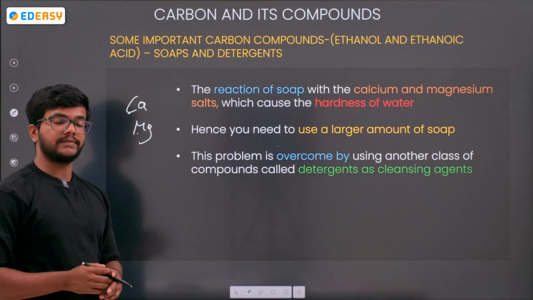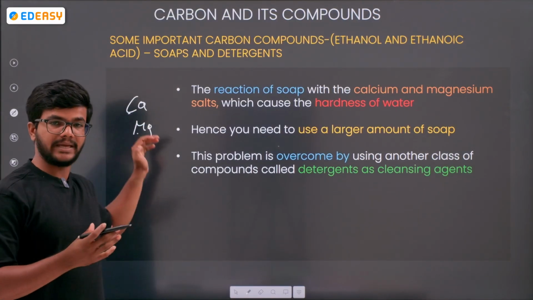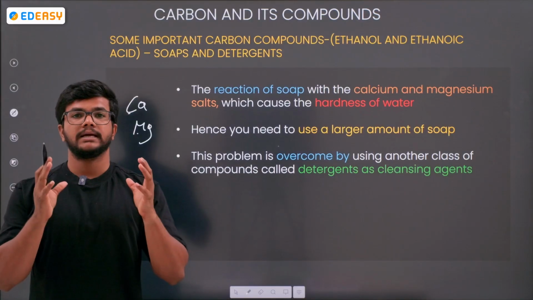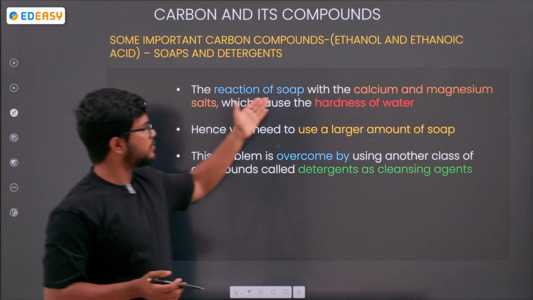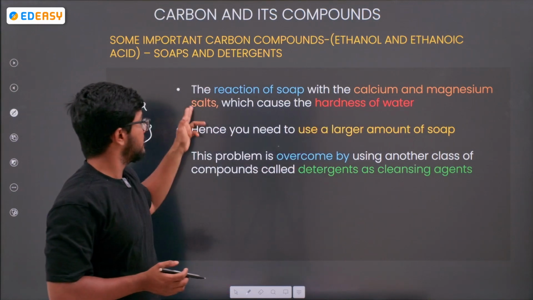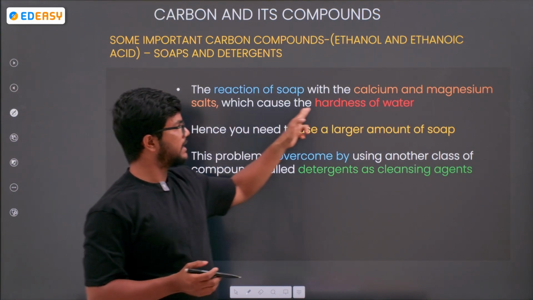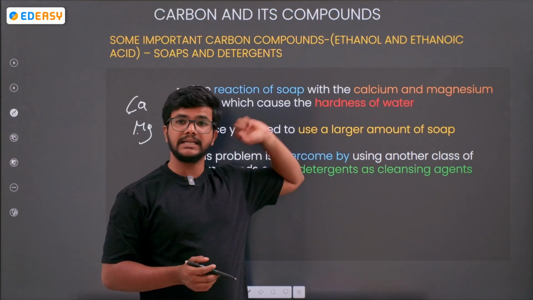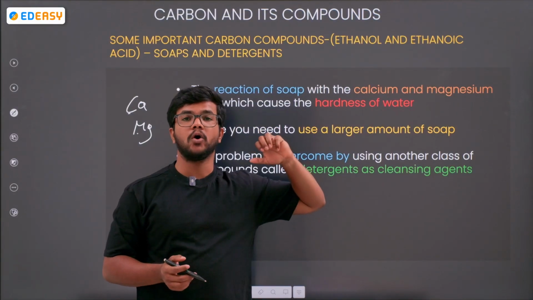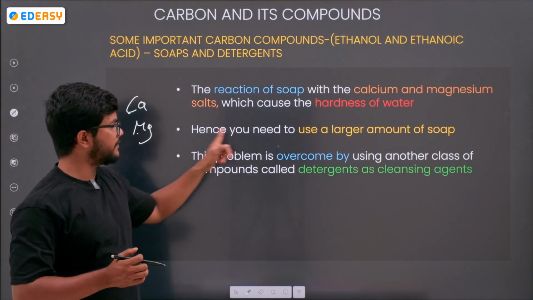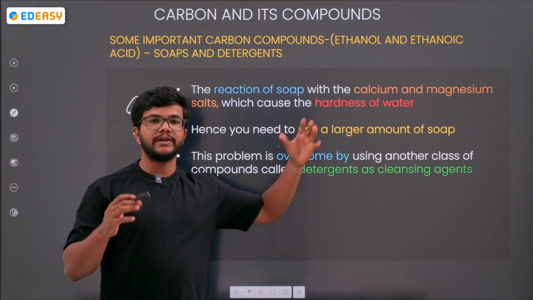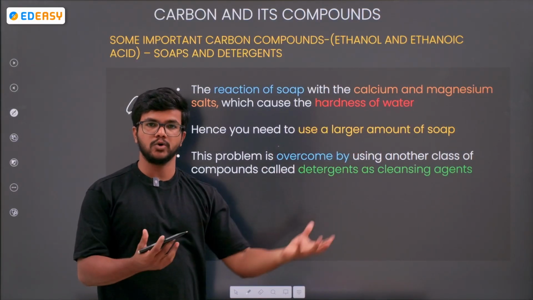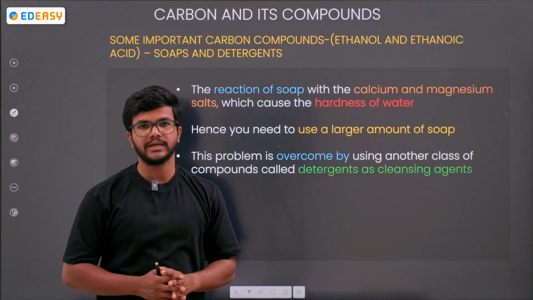will interact with calcium and magnesium, which makes the water hard. So the reaction of soap with the calcium and magnesium salts gives us hardness of water. This hardness of water can be removed with the help of detergent. Hence we need to use a large amount of soap. That is why, even when we use a large amount of soap, it is very difficult to remove the calcium and magnesium.